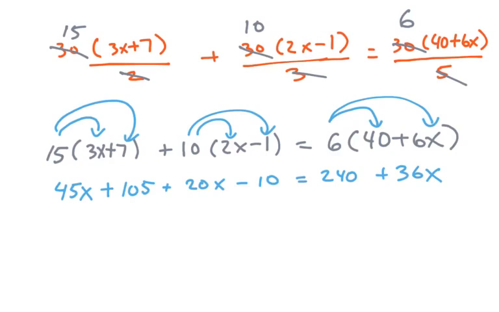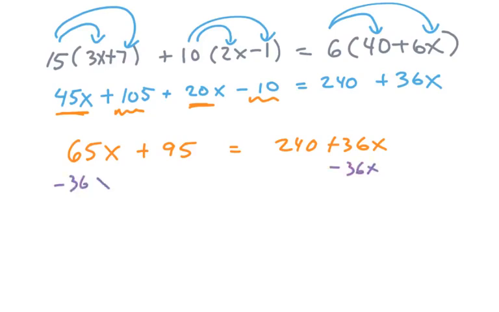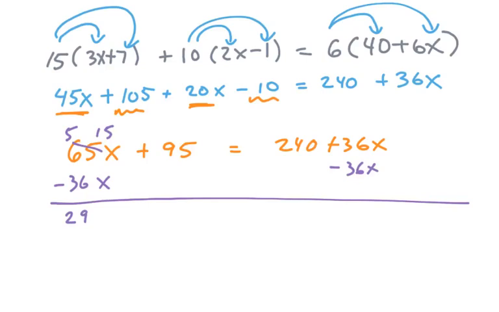From here, we combine like terms. So we have 45 and 20. Put those together, we get 65x. Then we have 105 minus 10, which is 95. And then in the back side, everything's still the same. Okay, so let's put together like terms. So I'm going to put the x's together, so I'm going to subtract 36x from both sides. This is going to end up giving me 29x plus 95 equals 240. Then we're going to subtract 95 from both sides.